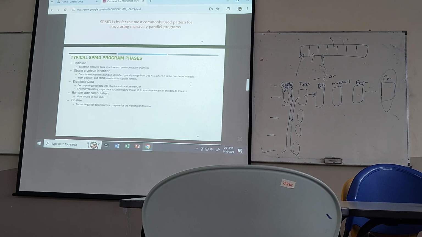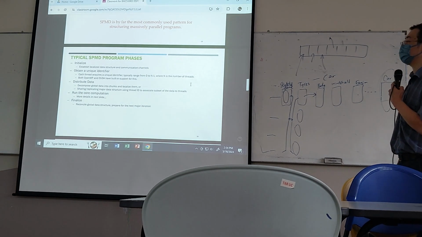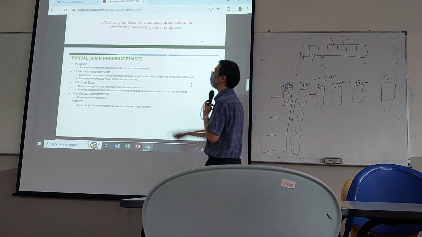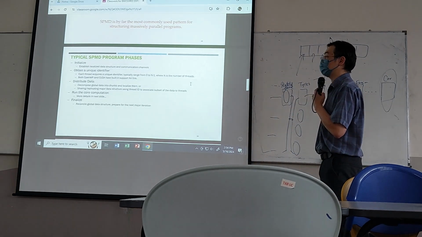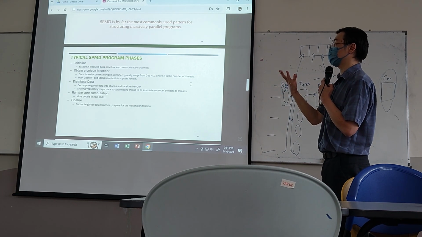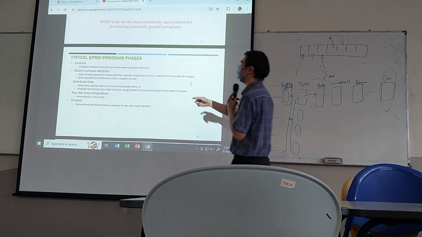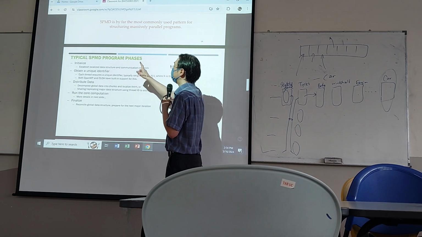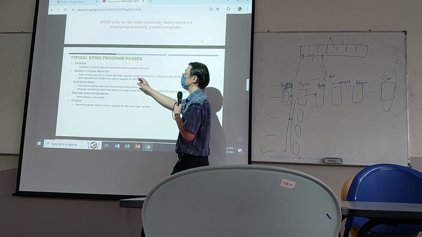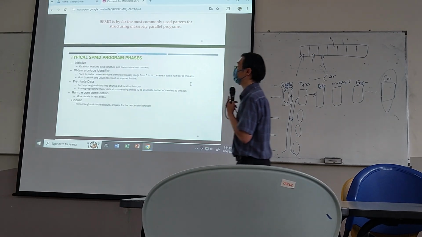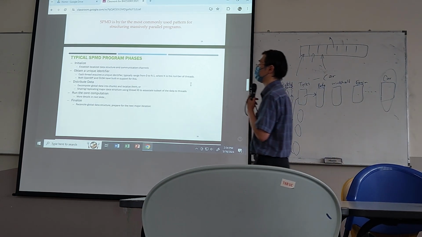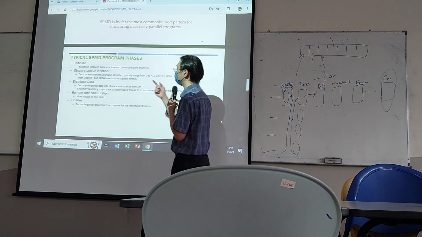These are the typical phases that an SPMD program has to do. As you all have seen before in your assignment, first you have to initialize. You must make sure that the framework is initialized, and also the data structures that you use to process the data are initialized as well. Second, because you are working using SPMD, every thread is actually running the same code. So you need to have a unique ID for each thread or core that is processing the data. You need to identify which core it is.